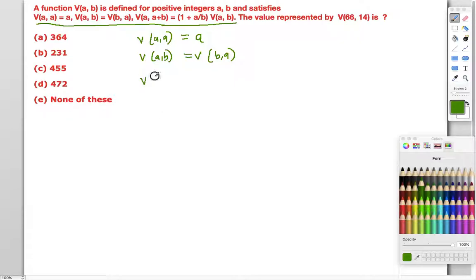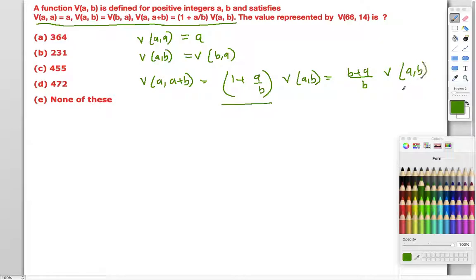And the third one, which is the important one: V(a, a + b) is equal to (1 + a/b) times V(a, b). Which can also be written as (a + b)/b times V(a, b) here.